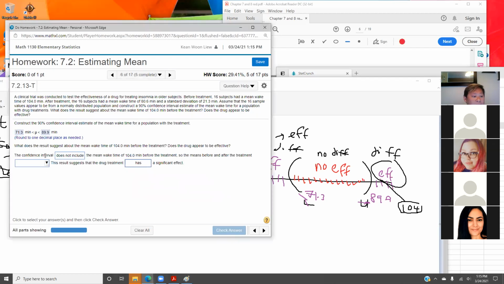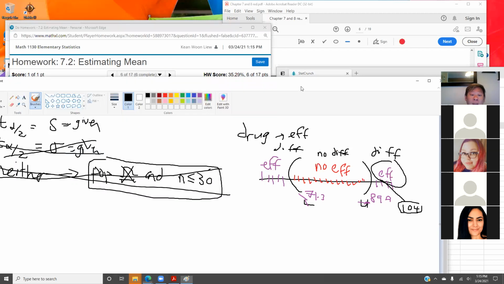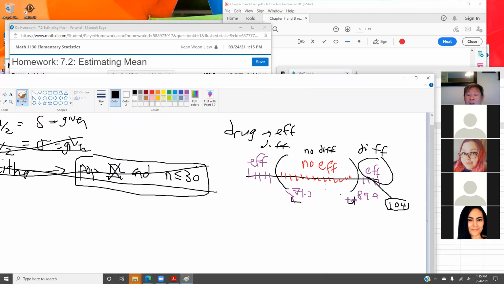So the before and after treatments have a difference because of effects. I think this is correct. So every time a question is asking about any drug, whether it has an effect or no effect: if your number falls inside this confidence interval, there are no effects or no difference, the same thing. But if your number falls outside the confidence interval, it is effective or it has a difference. You guys all right here?